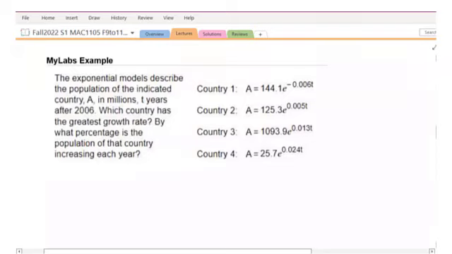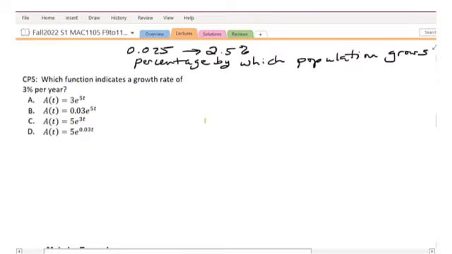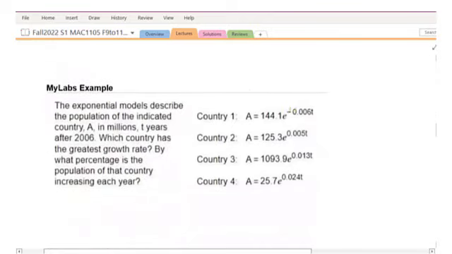Okay, so where are we looking? What would be the growth rate for country 1, for example? Yes, negative 0.006. I accidentally highlighted the T, but I just wanted to highlight the number. So actually, what's happening to the population of that country? It's decreasing. How about country 2, 0.005, and country 3, 0.013, and country 4, 0.024.